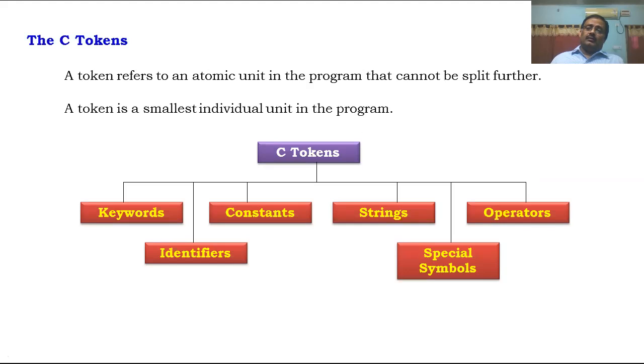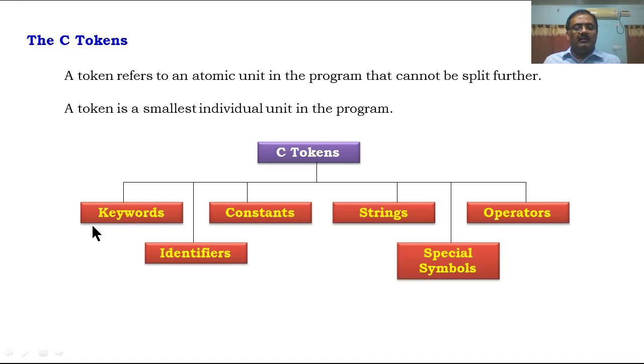Now, let us come to the discussion of C tokens. What is a token? A token refers to an atomic unit in the program that cannot be split further. A token is the smallest individual unit in the program. And C tokens can be categorized into different groups.